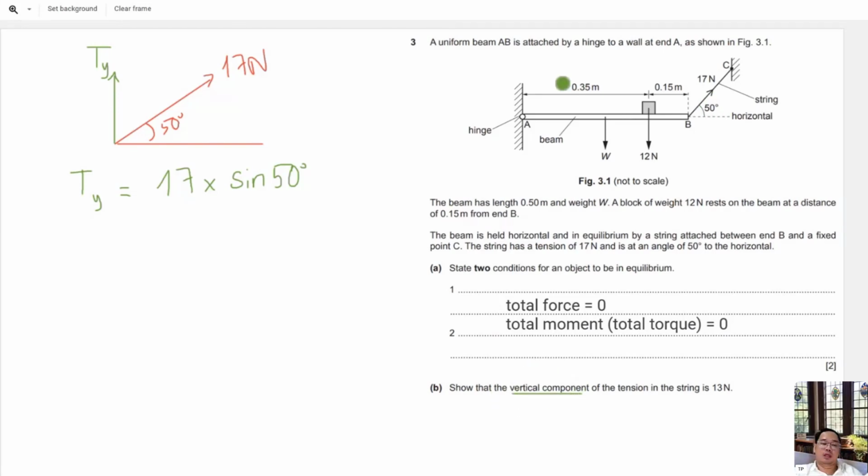That vertical component is the opposite side of the triangle. Sine 50 degrees is opposite over hypotenuse. Opposite is the Ty vertical component, and hypotenuse is the 17, the tension. So Ty is 17 times sine 50, approximately equal to 13 Newton. Probably exactly equal, not approximately.